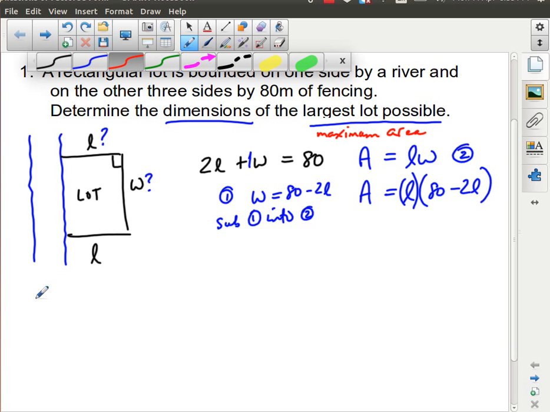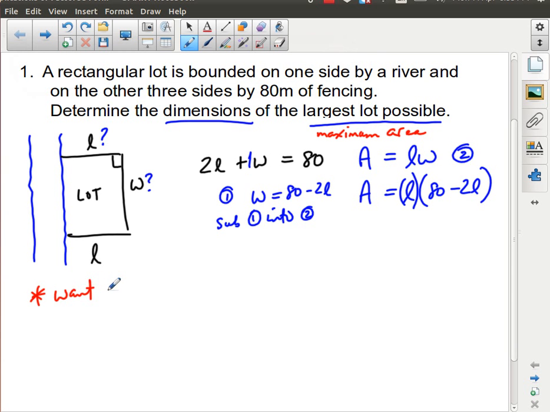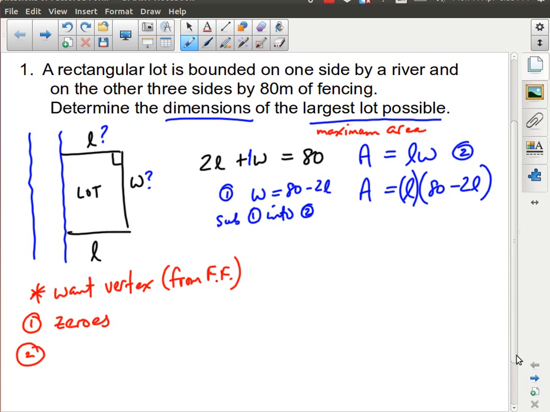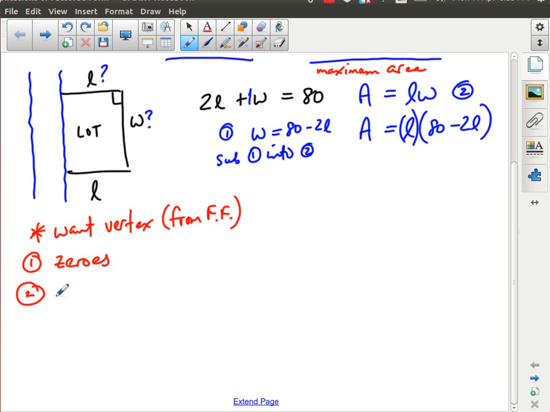And so what I'm going to say from here in red is that we want the vertex. And how do we find the vertex from factored form? So let's put in here, from factored form. How do we get the vertex from factored form? The first thing we need to do is find the zeros, and this is something we've done in a previous lesson. Once we find the zeros, the next thing we do is find the midpoint of the zeros.